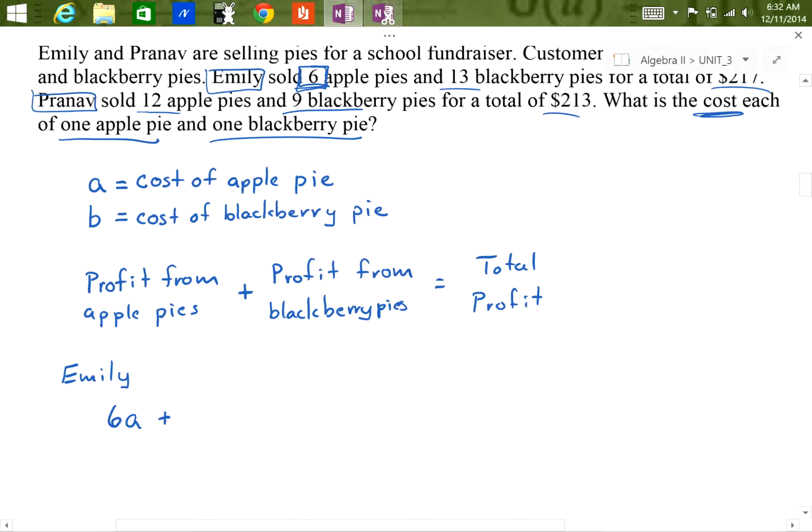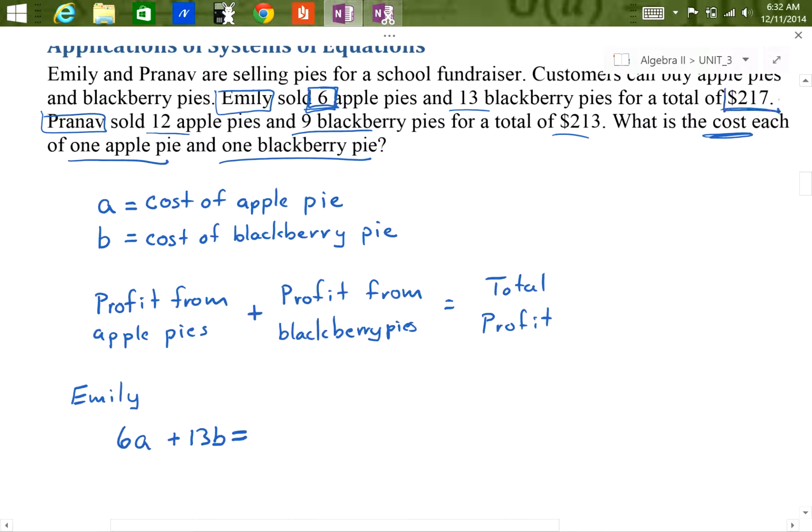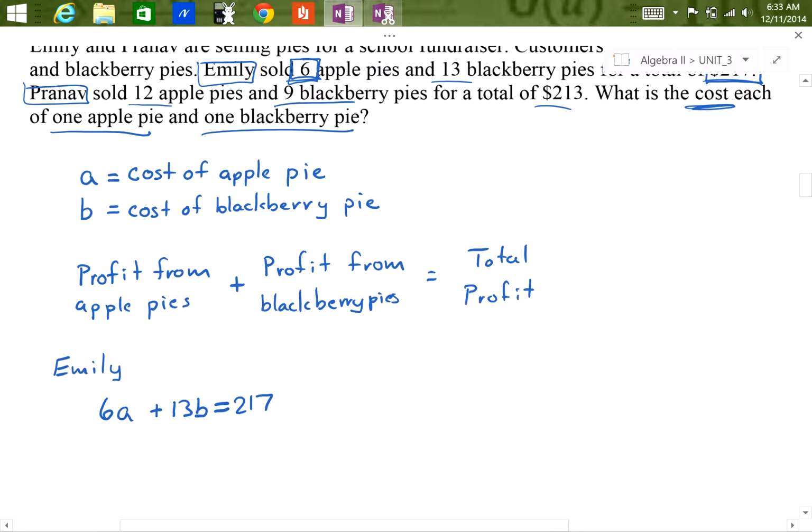Well, we can do the same thing with her blackberry pies. She sold 13 blackberry pies at a cost of B dollars per blackberry pie. That's one of our unknowns that we gave a variable name. So 13 times B gives us the total profit she made from her blackberry pies. Well, we know from the information given that this is supposed to equal her total profit, which is $217. So we have an equation set up here that utilizes the information given plus contains the two variables that we are trying to solve for. However, one equation with two unknowns, I need another equation in order to be able to solve.